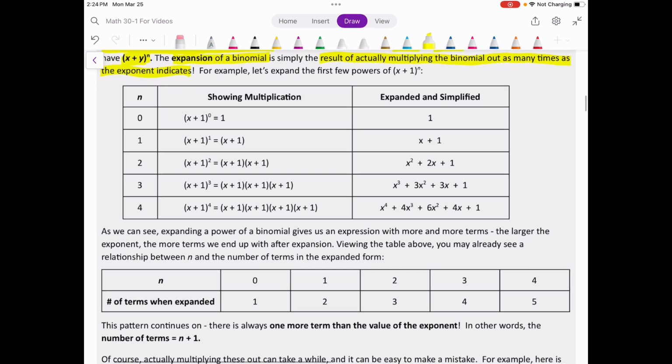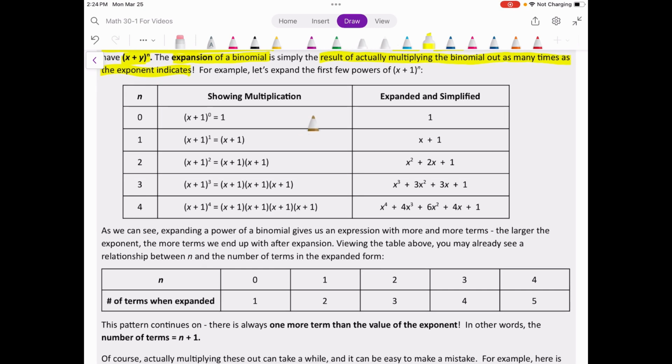So just taking a look at some examples of binomial expansions for the binomial x plus 1, for various different exponents, different values of n. So if n is 0, we have x plus 1 to the power of 0, which is of course 1 because anything to the power of 0 is 1. So there is the binomial expansion for that one. We actually did what the exponent told us to. x plus 1 to the power of 1, well, that's just x plus 1. Anything to the power of 1 is just still the same thing. So expanded and simplified, we just get x plus 1.